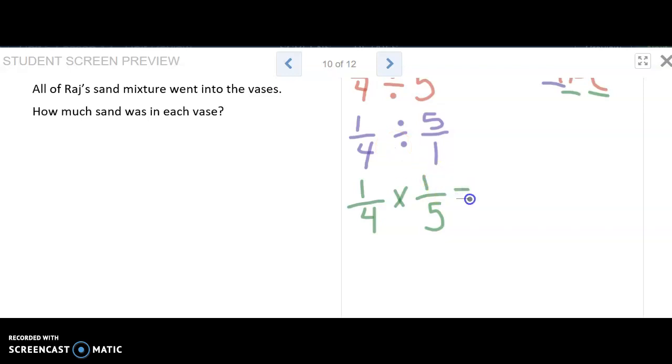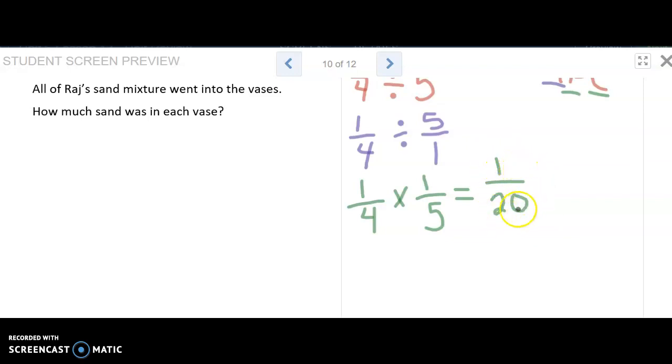Okay, so let's multiply our numerators. 1 times 1 is 1. Multiply our denominators. 4 times 5 is 20. My final couple steps, I'm just going to make sure I don't have an improper fraction. I'm going to make sure I'm in simplest form. It looks like I've got all of that down.